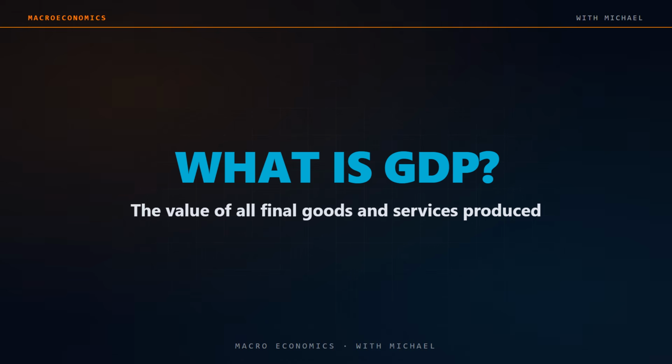Okay, so to really get our heads around this, let's just create our own little fictional economy. No complex global supply chains, no confusing financial markets. For now, our economy produces exactly three things. That's it. So check this out. This is our economy in the year 2009.